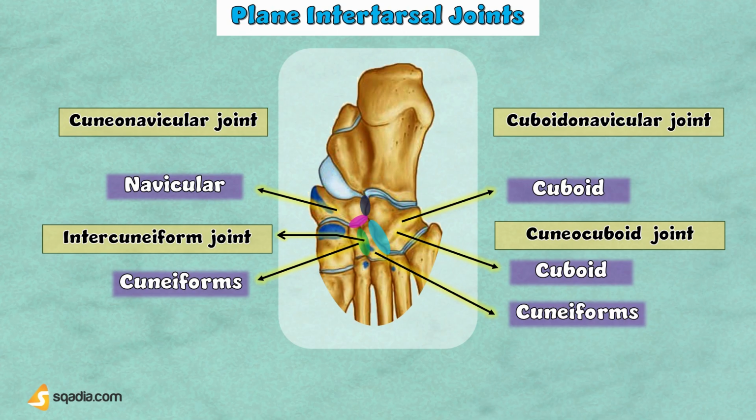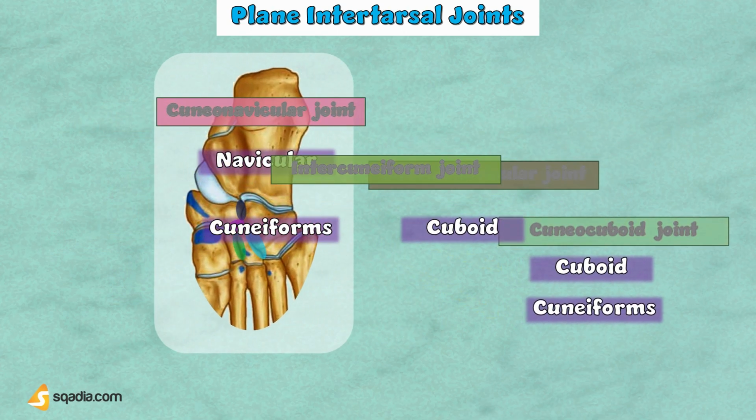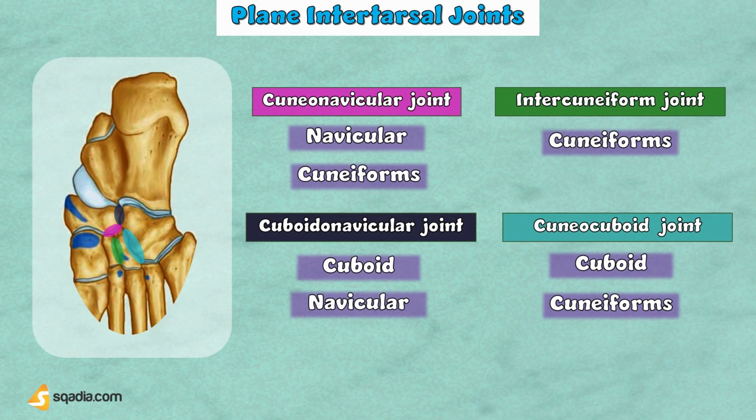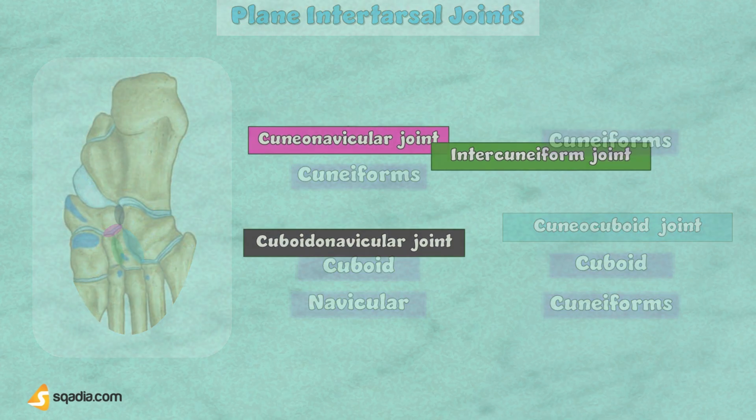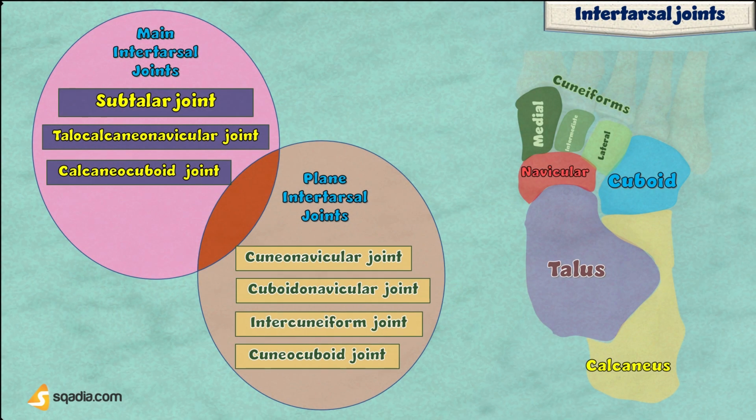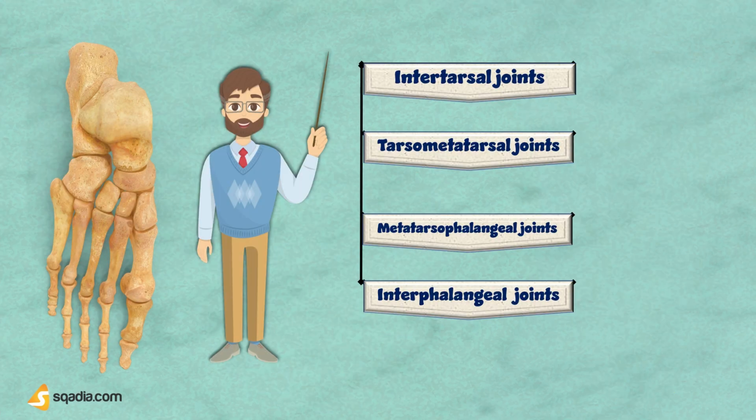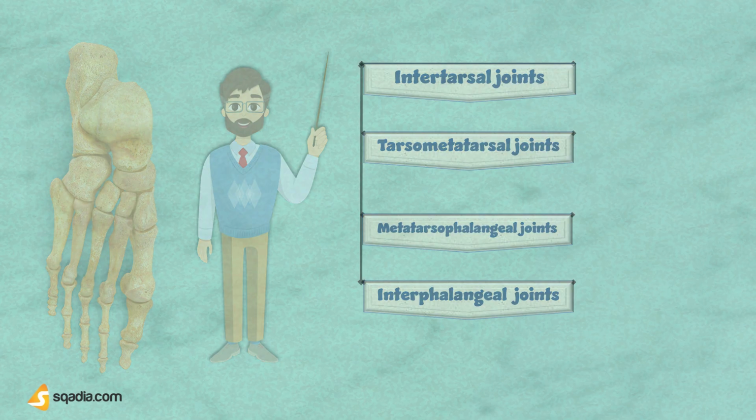To make it clearer, here you can see the 4 joints highlighted in different colors and the names of the bones between which these articulations take place. These joints may be smaller, but they still play important roles in the overall function of the foot. Those were the intertarsal joints of the foot, between the tarsal bones. In the beginning I mentioned the other joints found in the foot. Let's move our discussion toward these joints.